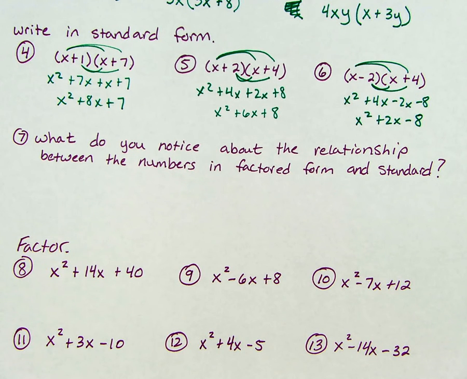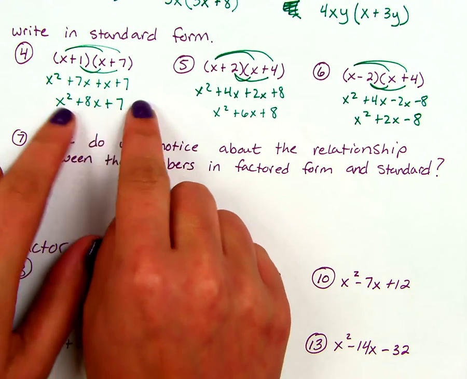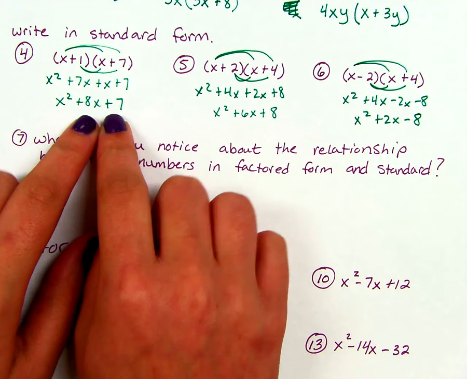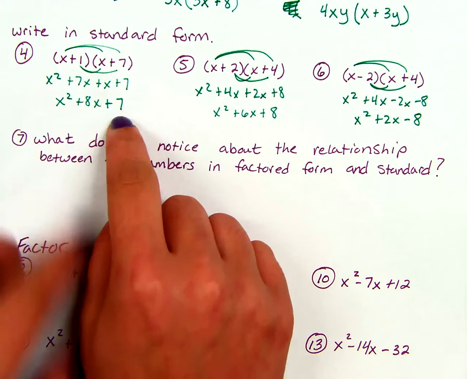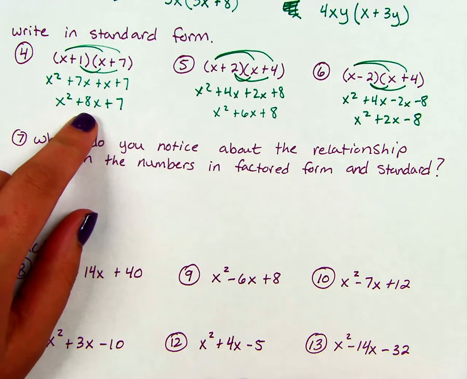All right, so what do we notice about the relationship between the numbers in factored form and the numbers in standard form? So if we think about how 1 and 7 are related to these, into our standard form, well, I know that 1 times 7 is 7, and then 1 plus 7 is 8.